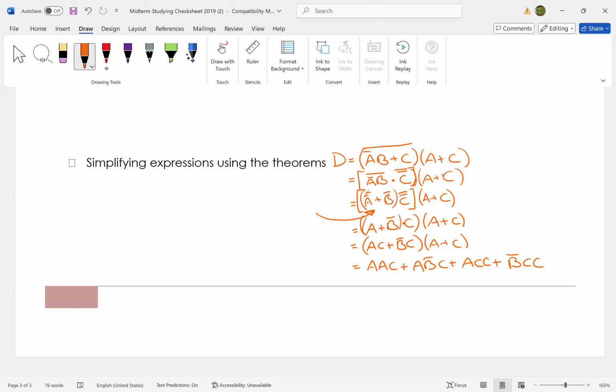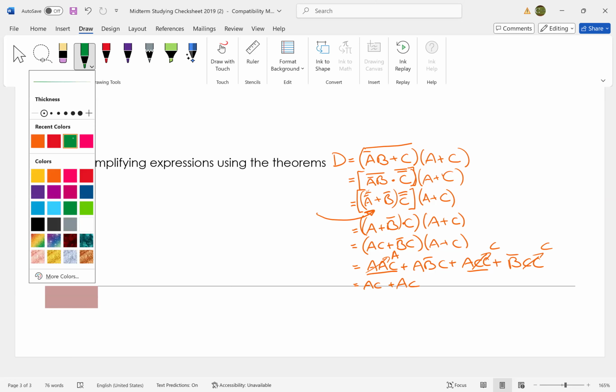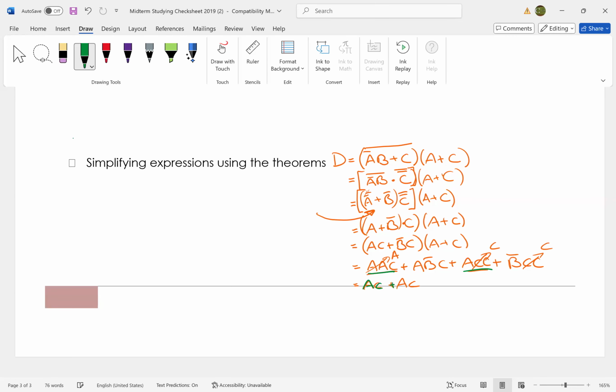Wherever we have two A's going through an AND gate, it's the same as just A. And two C's would be the same as just C. So I end up with AC plus another AC from over here, right? AC plus another AC. Plus the A, B prime C plus B prime C.